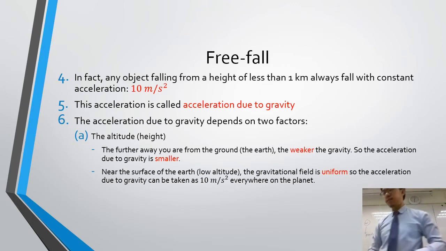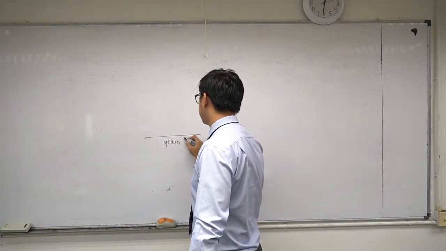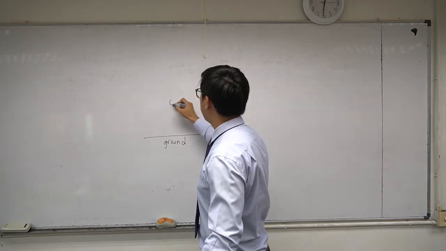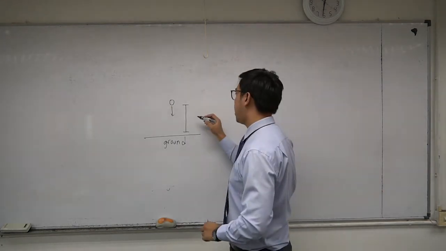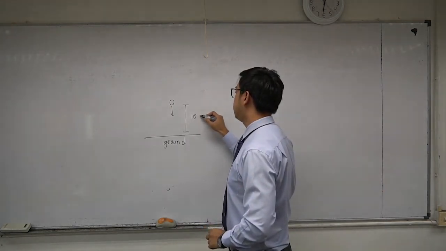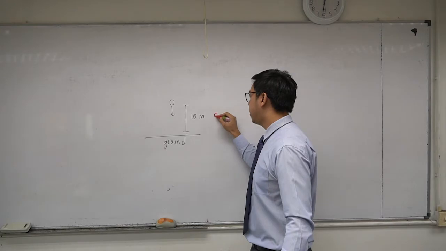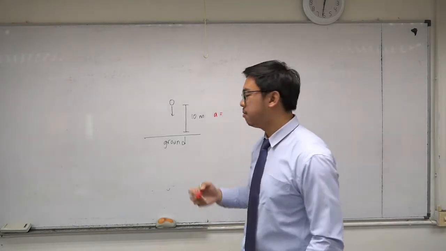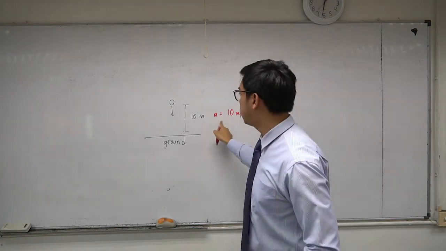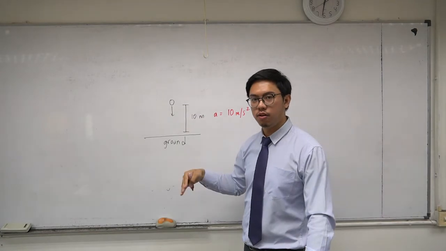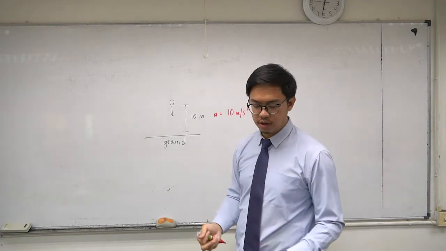Okay, so what do I mean by that? Right, so let's say this is the ground, and you have an object here falling at a height of, let's say, 10 meters, right? And for an object falling at 10 meters, it will have an acceleration of 10 meters per second squared. Okay, this acceleration is true for all free falling objects, no matter what's the size, no matter what's the mass of the object. Right?